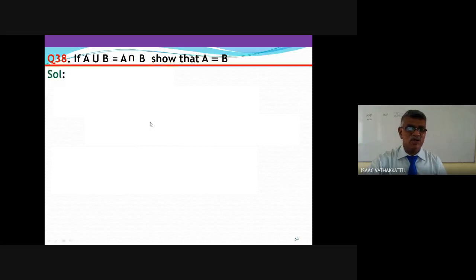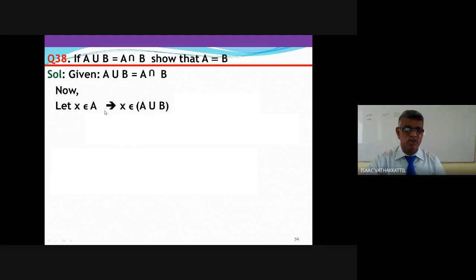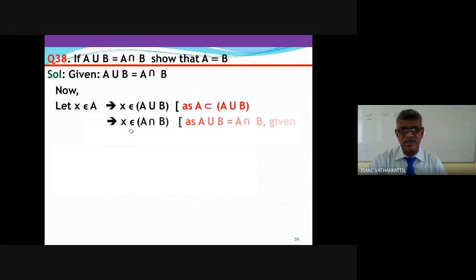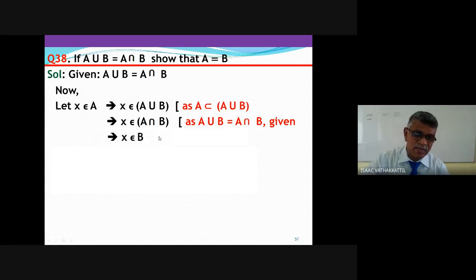I am writing one or two more steps here. I will show A subset B. To show that, I take it like this: X belongs to A implies X belongs to A union B, no doubt. And that implies X belongs to A intersection B, because it is given A union B is A intersection B. So X belongs to A implies X belongs to A intersection B. Now, X belongs to A intersection B implies X belongs to B, because A intersection B is common to A and B.